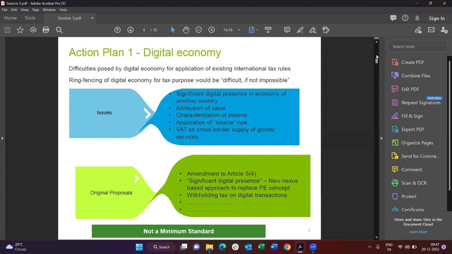So the issue was the MNEs were earning profits through digital presence. They did not need a fixed place to run their business. So they were earning profits and they were not paying taxes because they didn't have a fixed place. So these were the issues: significant digital presence and application of source rule.